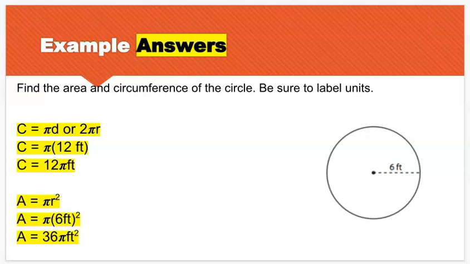Notice that our units are still linear or one-dimensional because we're only measuring the distance around the outside of the circle. The formula for area is area equals pi r squared. So if we take the radius and square it, we get 36 pi square feet.